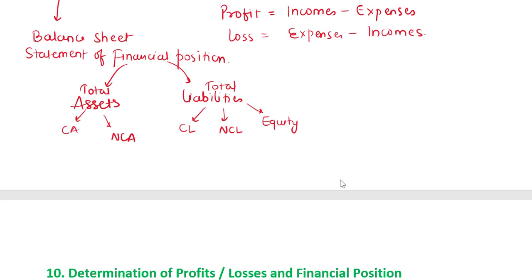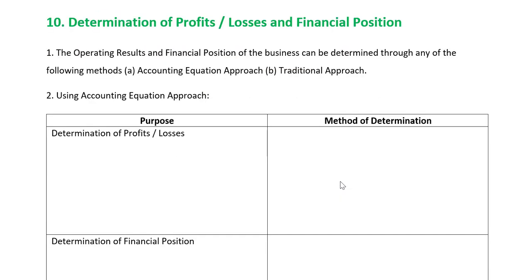Students, let's move to our next topic, and that is determination of profits and losses and financial position. How do profits and losses need to be determined? We have two methods over here. The first is the accounting equation method and the other is the traditional approach. We'll first calculate it through the accounting equation method. Determination of profits and losses.